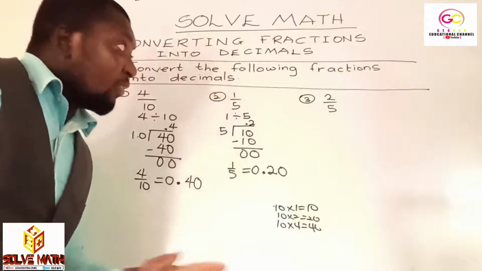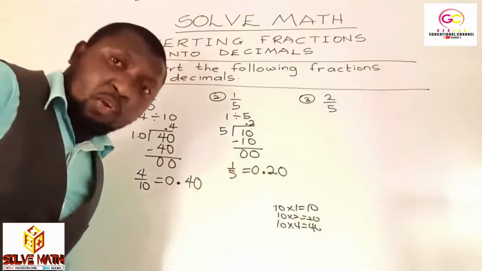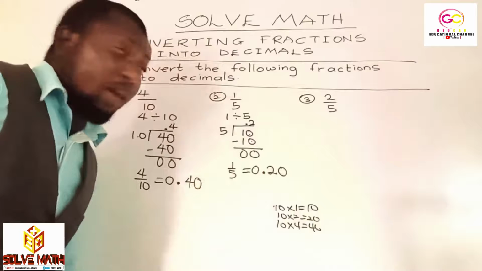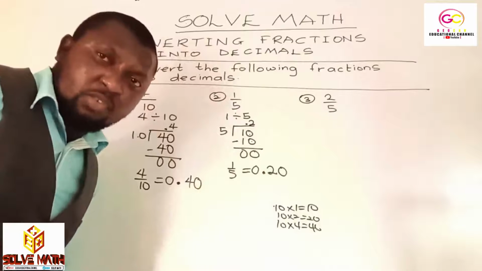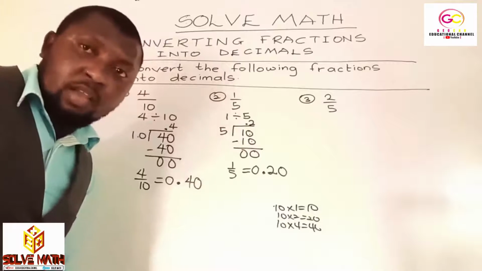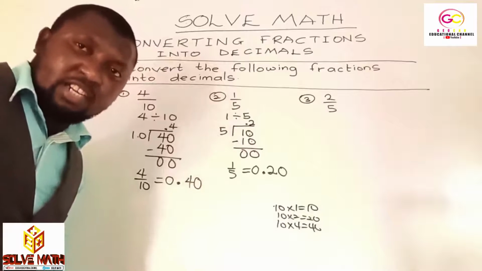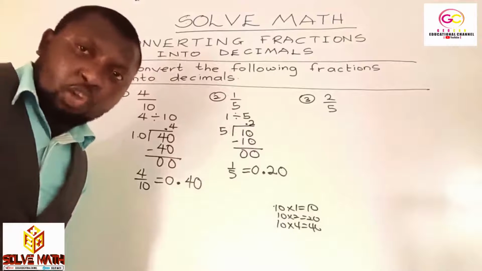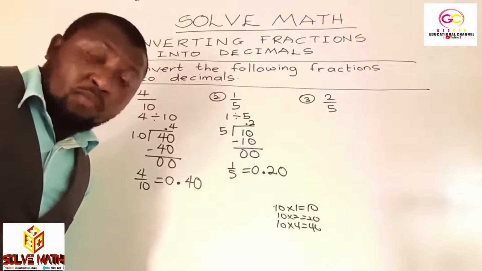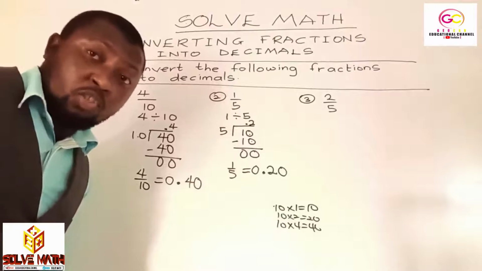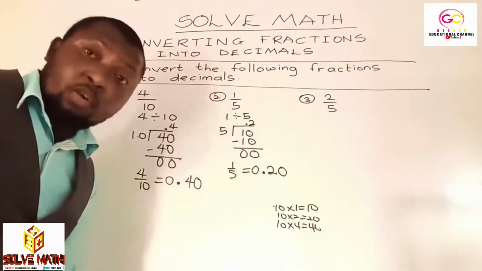Good. Now, I will leave question 3 for you to solve. That is 2 over 5. Convert or change it to decimal and finish me with the results on YouTube, Geocan Educational Channel, or on Facebook, Kids Zone, or on Solve Math. And indeed, I will reply to you.